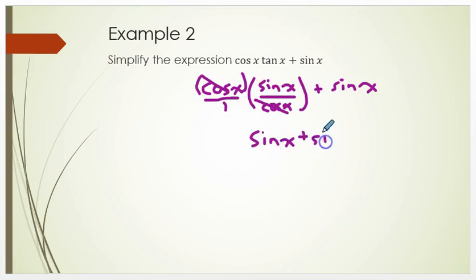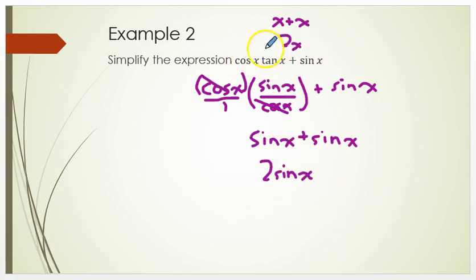Now I still have this other sine of x, and the rule for adding sine of x and sine of x together is the same as adding x plus x. X plus x equals 2x. So since I have the same exponents and the same trig functions, I can combine these like terms, sine of x plus sine of x would be equal to 2 sine of x. So that would be our simplified answer in this case.